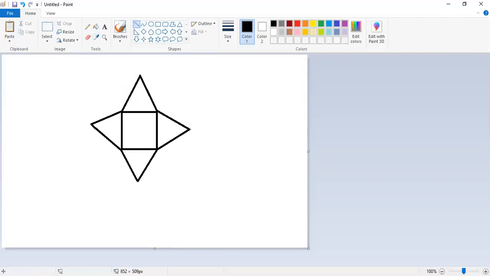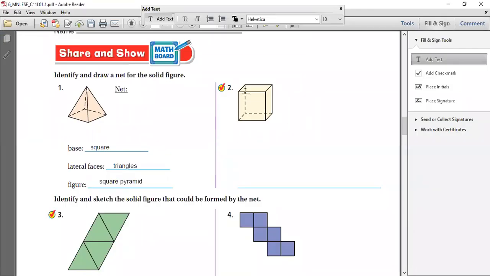Okay, so let's move on to question number 2. Now this one, first we need to check what's the base here. Base is a square, right? Then the lateral faces are also squares. So let's write it down so that it will be easy for us. Base is square, okay? Then lateral faces are also squares.